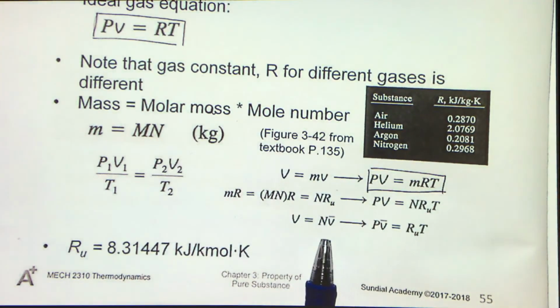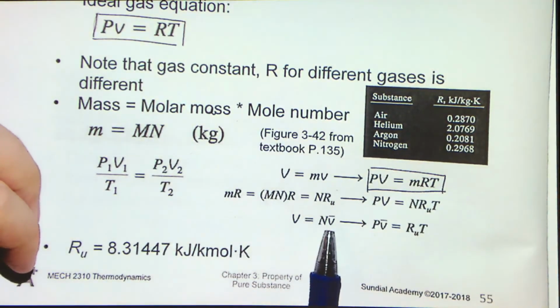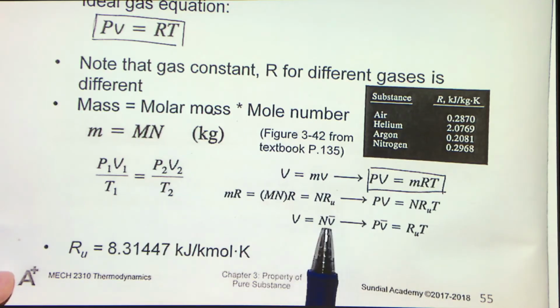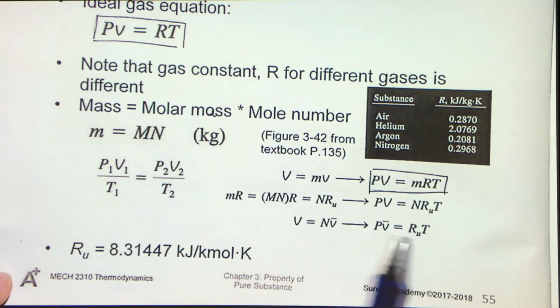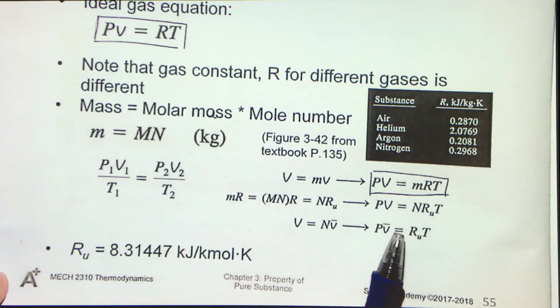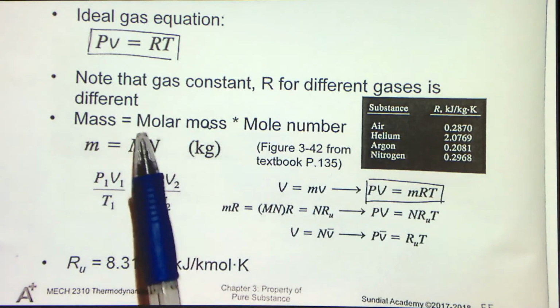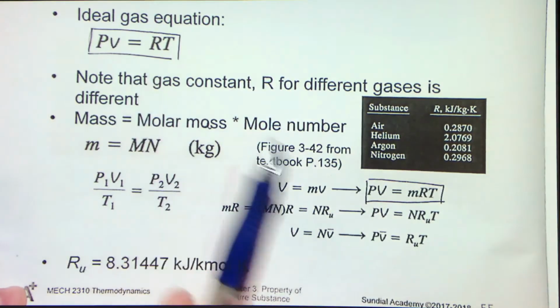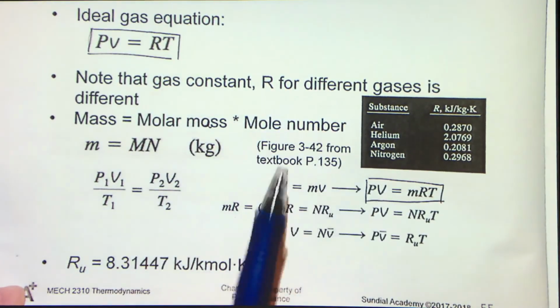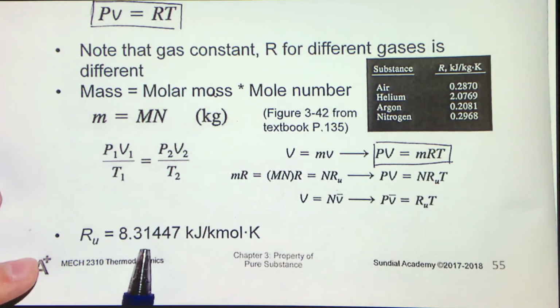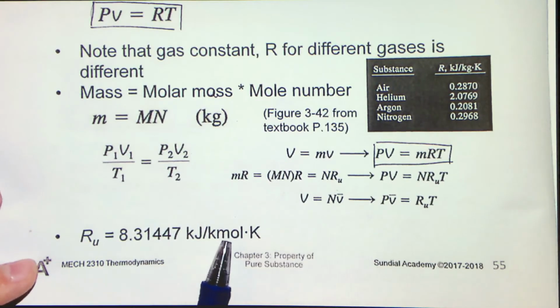If we have a V bar here, it means the molar volume. The molar volume just means the volume of 1 mole of gas. So by definition, we have this one, and we can also convert it to this form. These two are rarely used. The most frequently used formats of the ideal gas equation will be these two. And this universal gas constant is equal to 8.314 kilojoule per kilomole Kelvin.